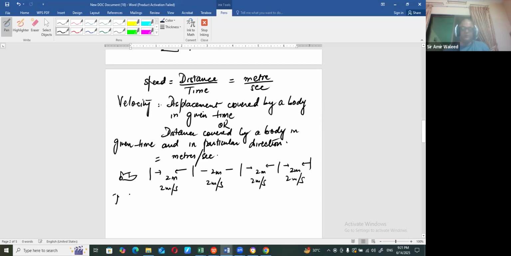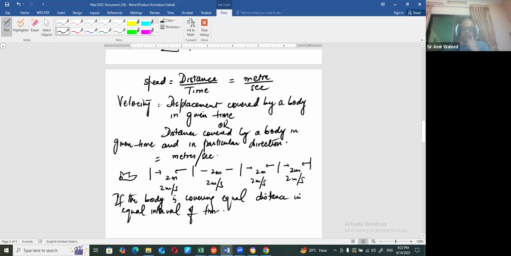So if the body is covering equal distance in equal interval of time, the speed will be constant, or the body is moving with uniform speed. So it's called uniform speed.